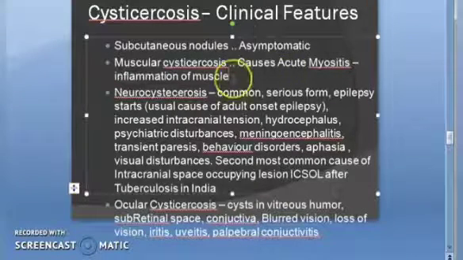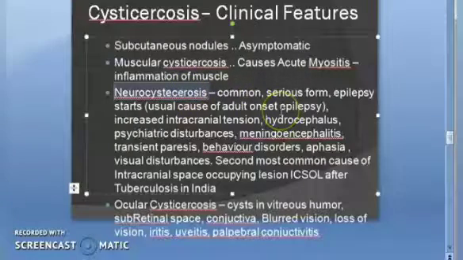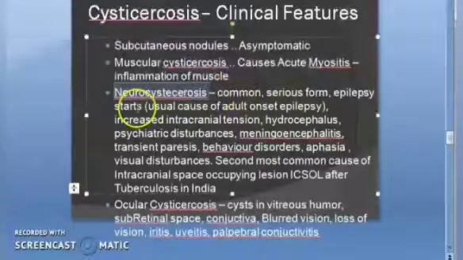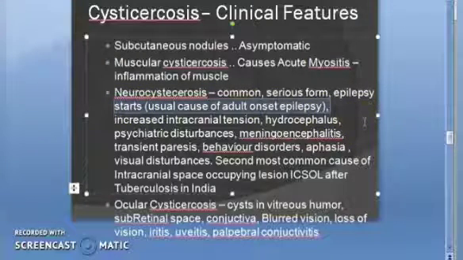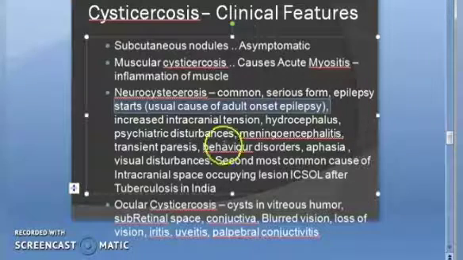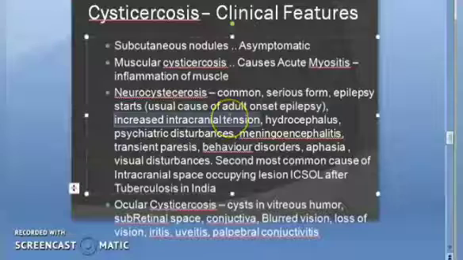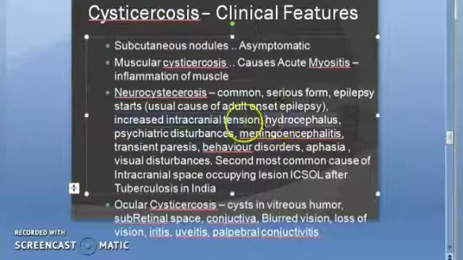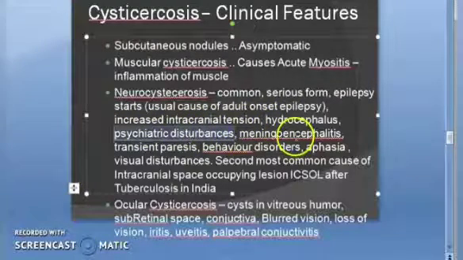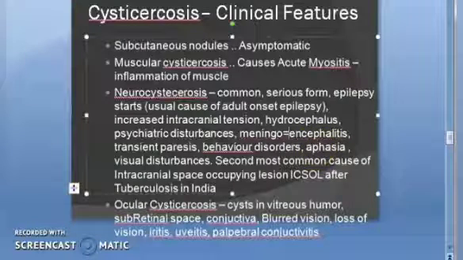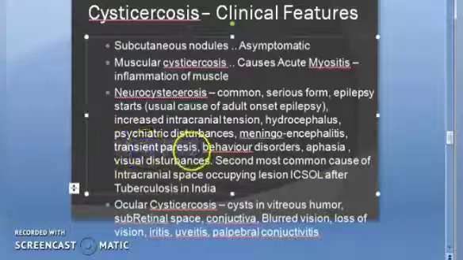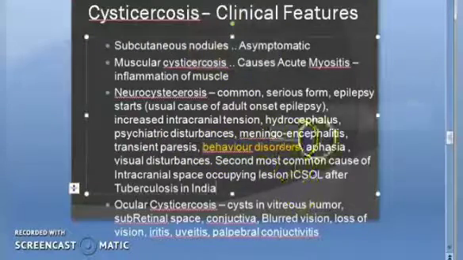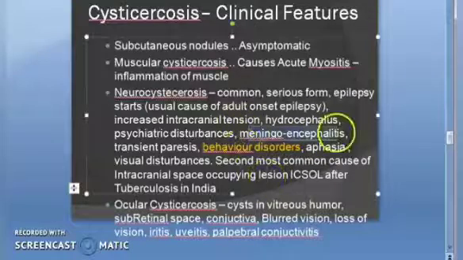Then neurocysticercosis, it affects the brain. Oh my God. It can cause epilepsy. Sometimes when somebody suddenly gets epilepsy and never had episodes before, it could be because of these larvae of Taenia solium. Remember, okay. There will be increased intracranial tension. Obviously, the larva is in the brain, so increased intracranial tension will be there. What else will be there? Hydrocephalus, psychiatric disturbances, meningoencephalitis. Transient paresis, behavioral disorders. Suddenly this person became mad. Why? Because of all these worms.